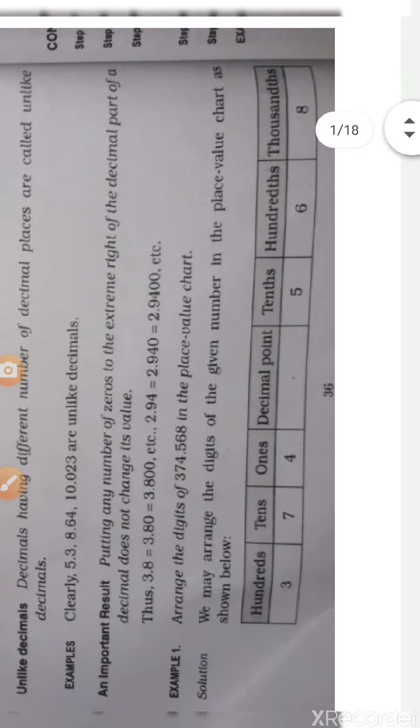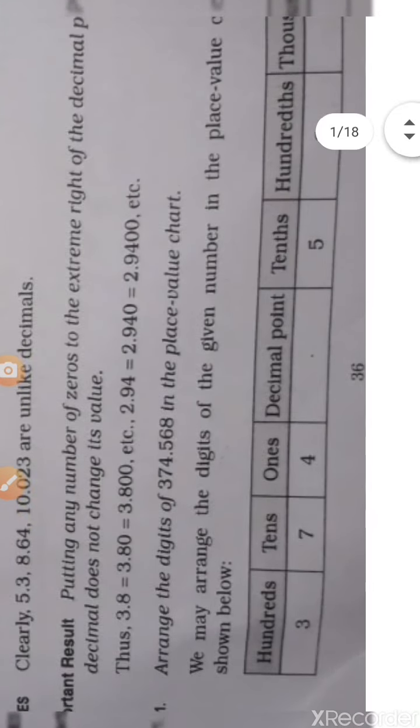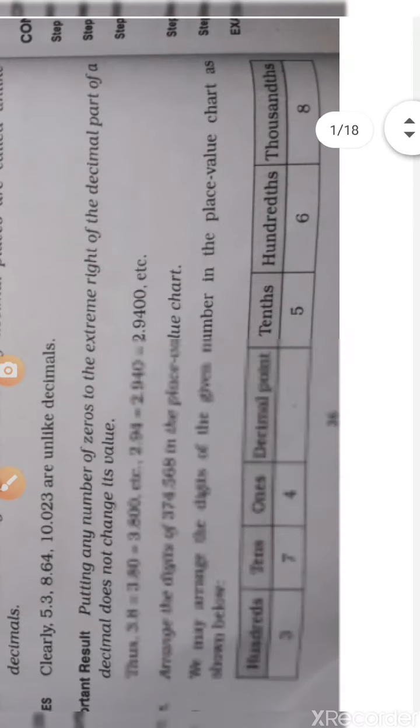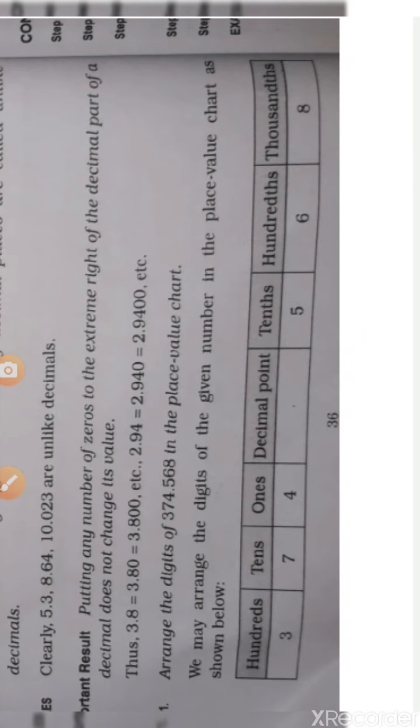Let's see the place value chart of decimals. Earlier we have seen the Indian place value chart and international place value chart, and we have become familiar with them. Now we have to see the decimal place value chart. In this, the integral part or the whole number part is the same as before, but the decimal part will change a bit.